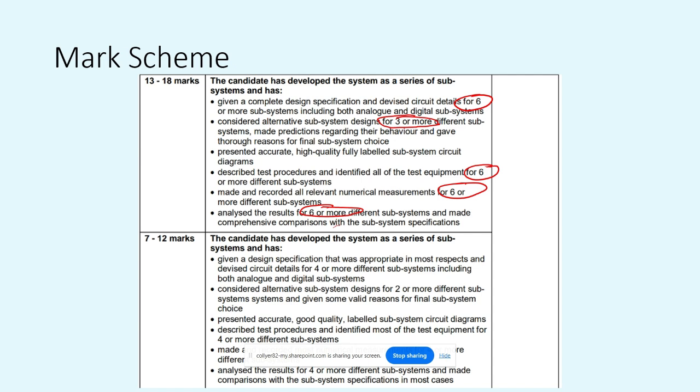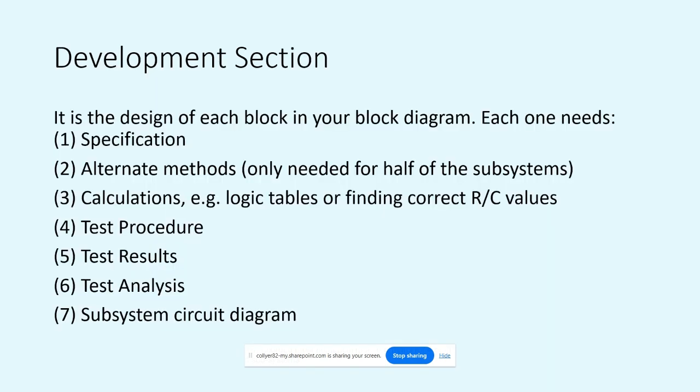The only one that is impinged by doing many is the subsystem circuit diagrams. This is, again, looking overall. So if you do 7 or 8, one of them's a bit bad, doesn't really matter. So they're looking overall. Do them on Circuit Wizard. It's easy to do them well on Circuit Wizard. So these are the sections: specification, alternate methods. There's only need for about half of them. Calculations. So this is not directly referenced on the mark scheme, but it is needed.